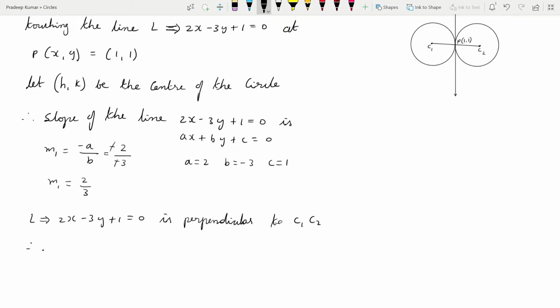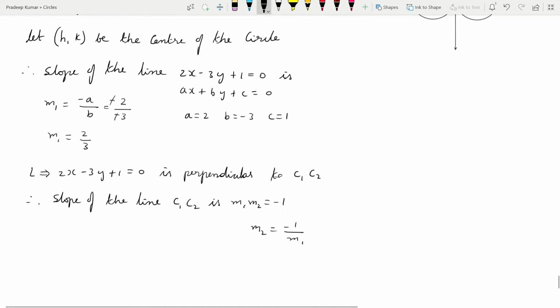So let's find the slope of this c1 c2 also. Slope of the line c1 c2: m1 m2 equal to minus 1. Whenever we are finding the slope of a perpendicular line, we take m1 m2 equal to minus 1. We already got the m1 slope, so we will substitute it to get the m2 slope. So I can write simply m2 equal to minus 1 by m1. Now to find m2, I can just substitute this m1 slope value.